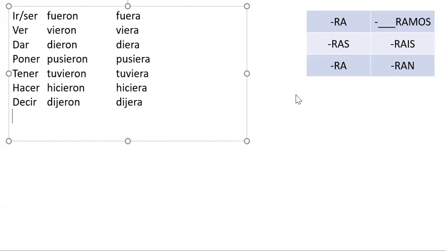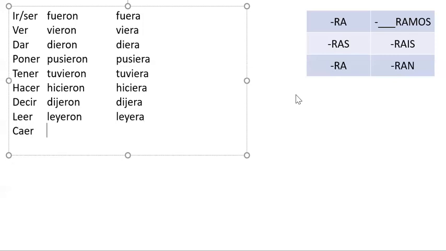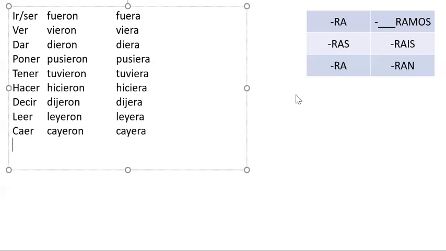All right, so a couple other ones we should be familiar with. Verbs like leer, caer, creer, oír. Those will have a Y in the third person. Remember, we change the I to a Y, so leyeron, that Y is going to stay when we go to this form. So the yo form is leyera. Caer will be the same thing. Cayeron, so cayera.